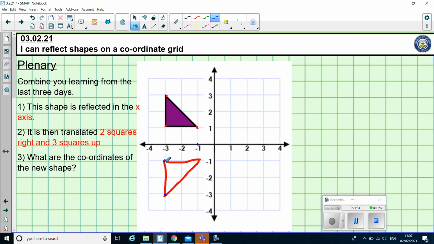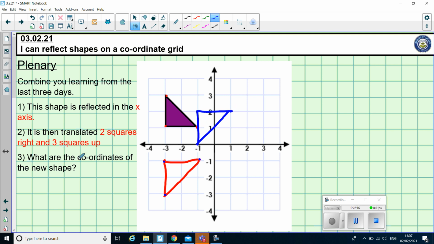Okay, next I'm taking this vertex. I'm going to go 2 to the right and 3 up. 1, 2, 1, 2, 3. And finally I'm going to take this vertex, 2 to the right and 3 up. 1, 2, 1, 2, 3. And join them together.